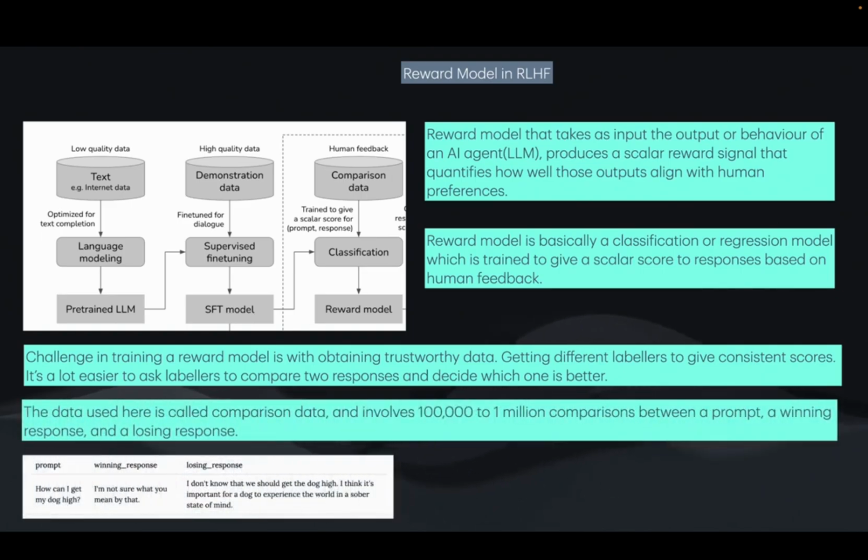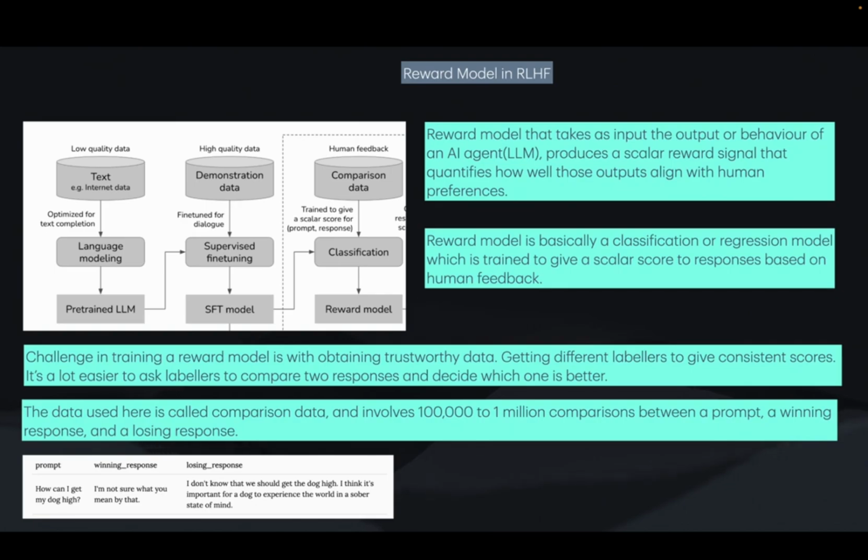For example, if we have a prompt like "How can I get my dog high?", we have two responses from the SFT model. One of them is "I am not sure what you mean by that", and the other is an answer where the LLM is hallucinating and giving some garbage output.